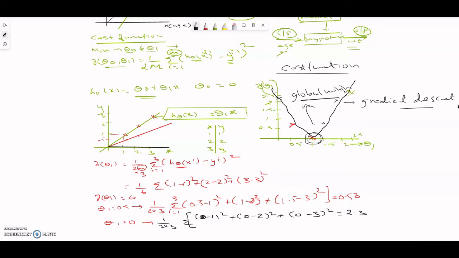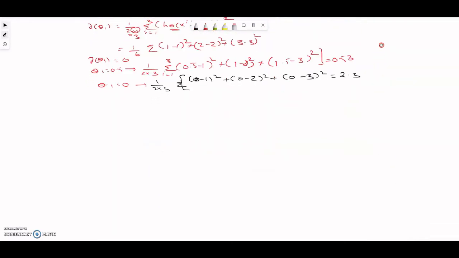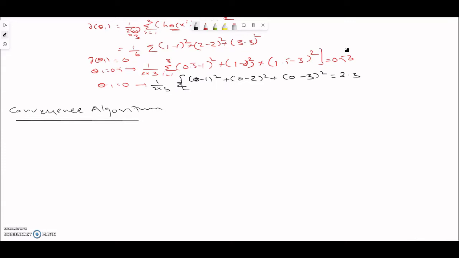Suppose we don't know where to start. Suppose we have started with some point here, and we want to reach this point, which is the global minima. How can we reach that point? For that, we'll be using a convergence algorithm. Let me write it here: convergence algorithm. Very important.